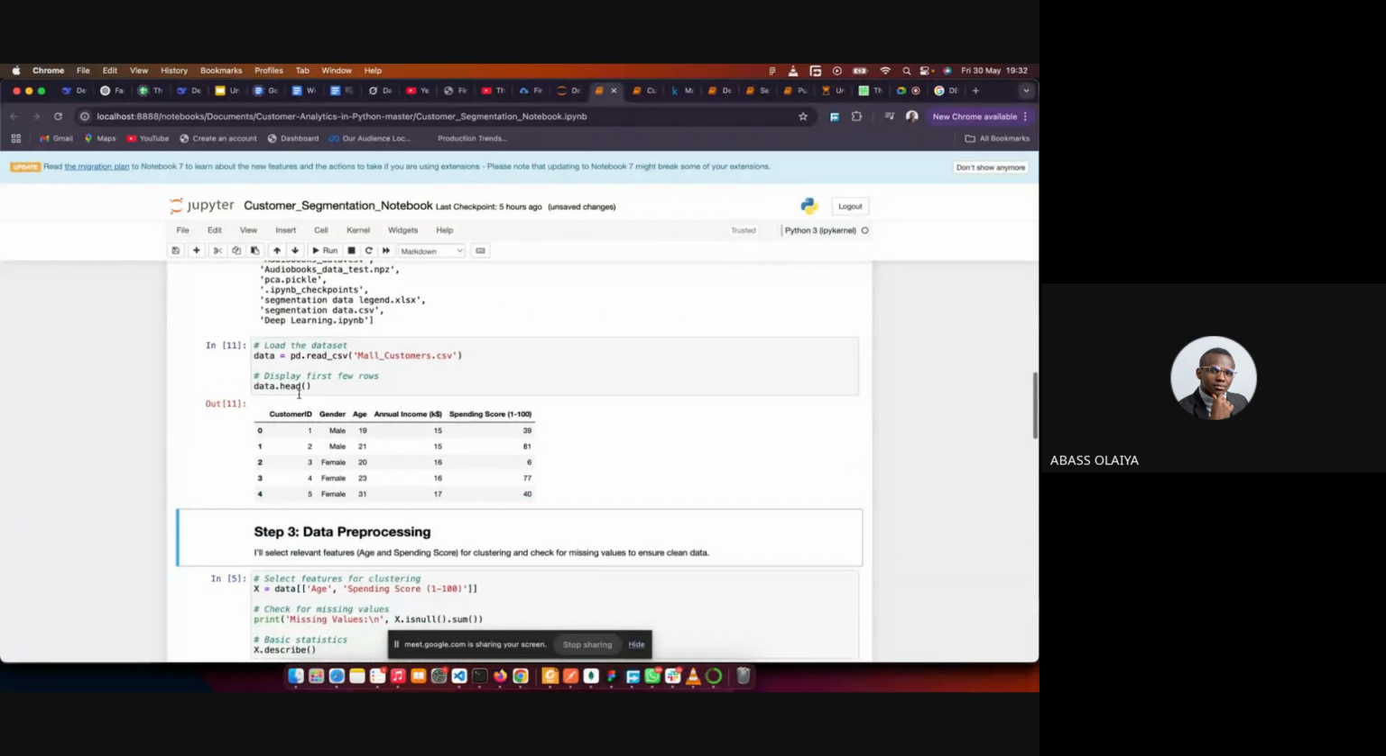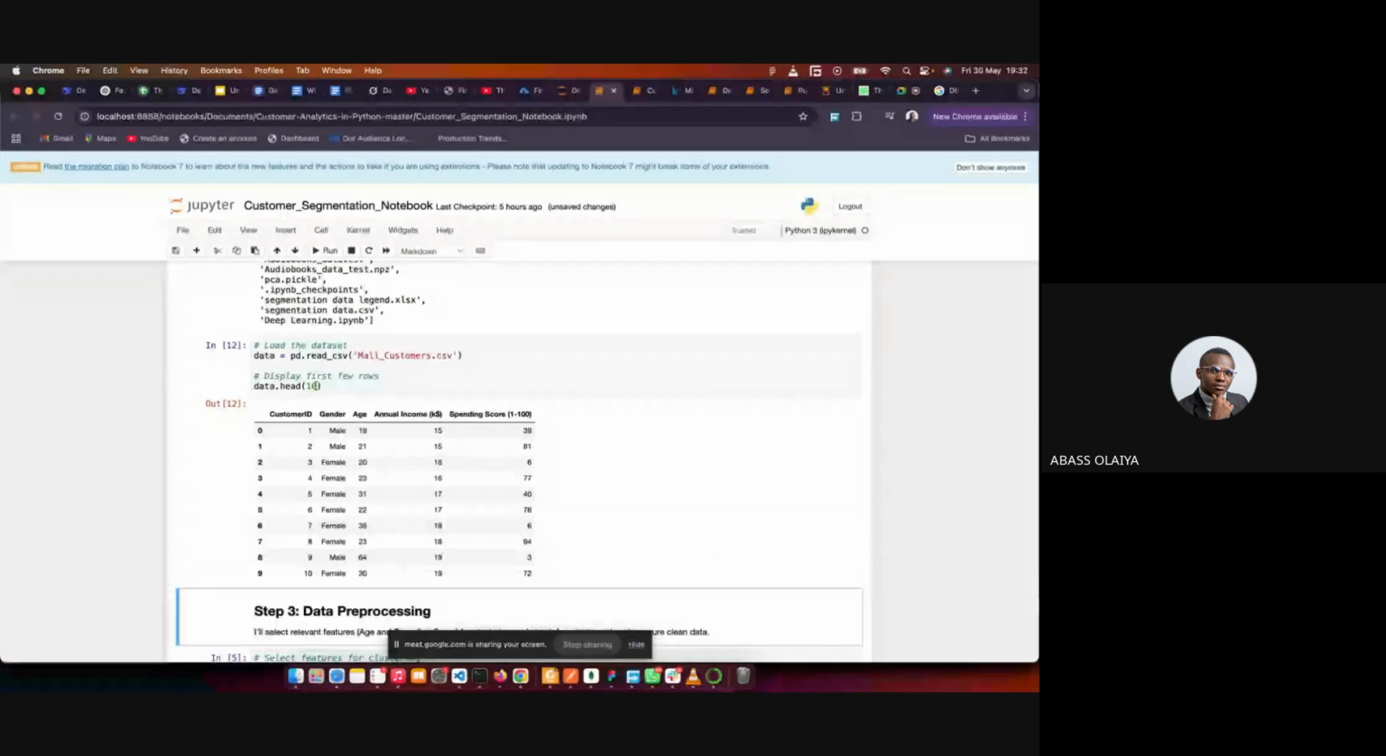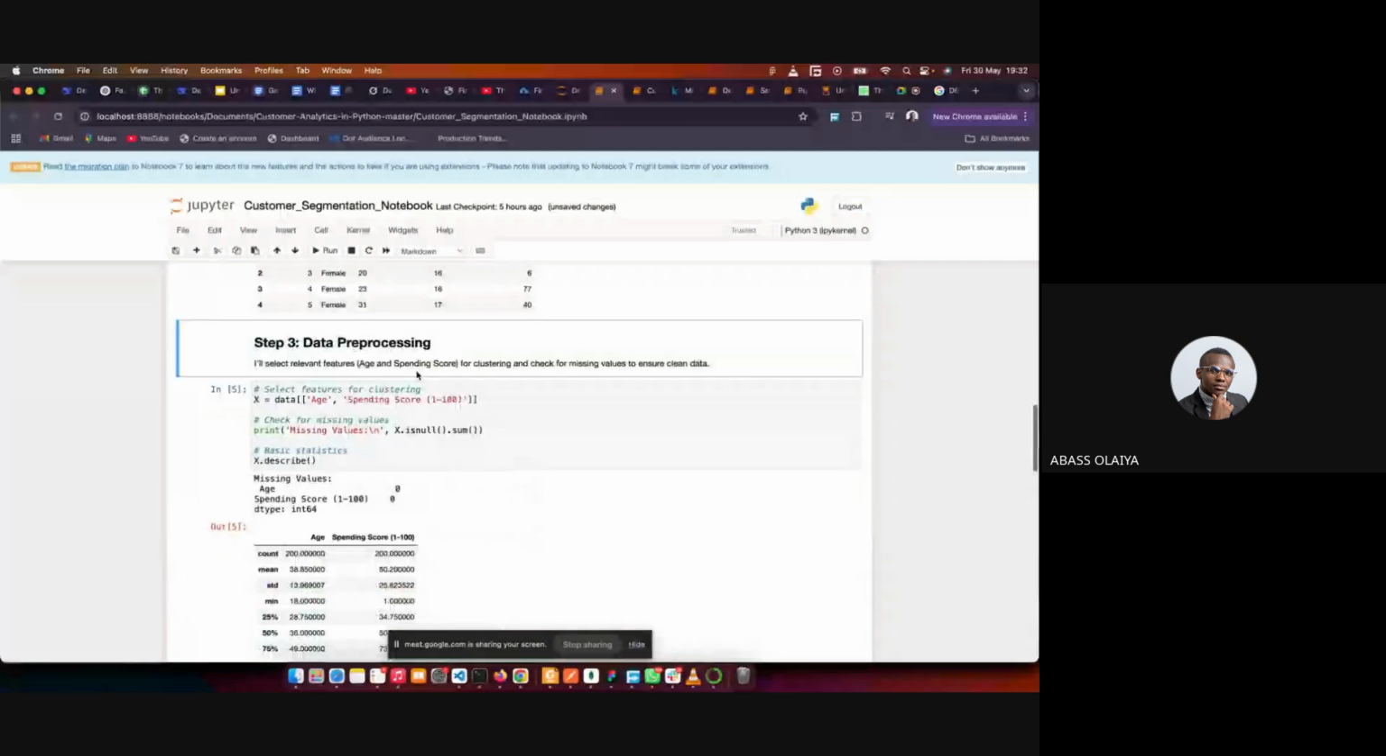So I'm checking for the head. When we say head, it means we want to see just the first 5 rows of our data, but you can add a number inside this bracket to say I want to see maybe 10 or 20 or whatever. By default, it is 5. So that's that. Then my data processing. Basically what I'm doing here is checking the number of missing data.